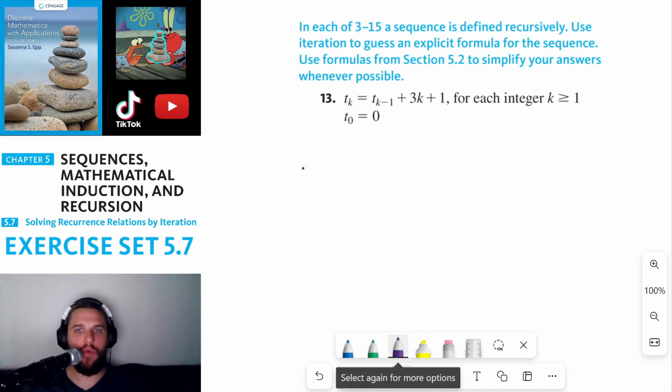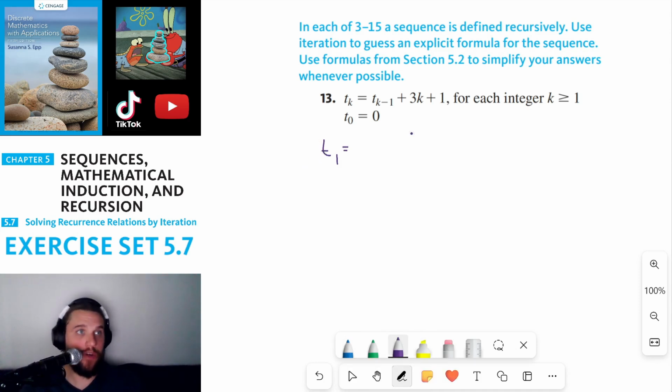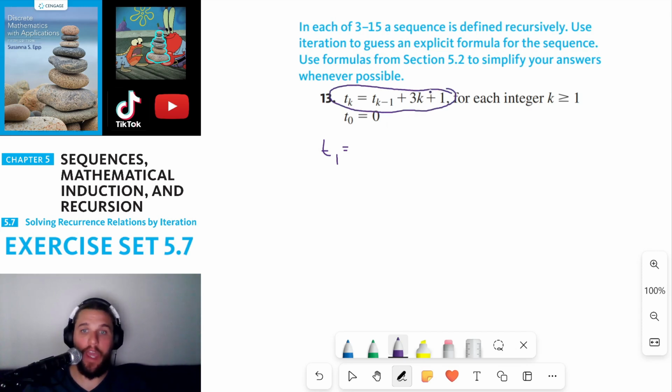So with iteration, the way we're going to do this is we're going to evaluate the next term, t sub 1, in terms of t sub 0, but we're not going to plug in 0 into t sub 0. We're just going to leave t sub 0 as is. So according to the recursive definition of the sequence, t sub 1 is when k equals 1. So according to this formula, t sub 1 equals t sub 0 plus 3 times 1 plus 1, which is t sub 0 plus 4.